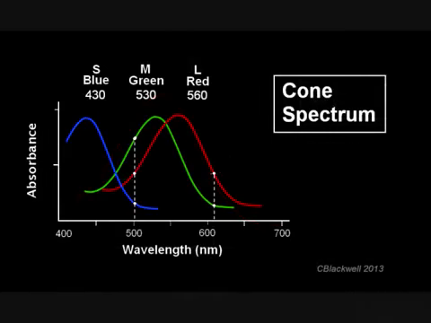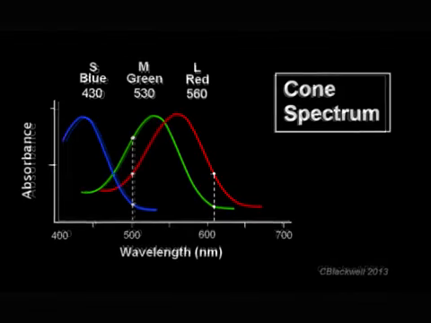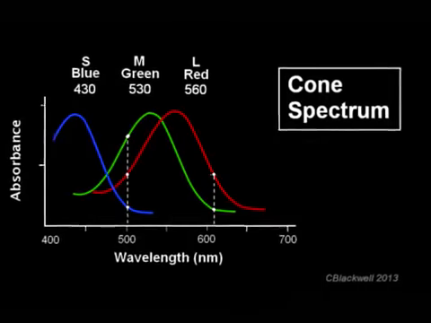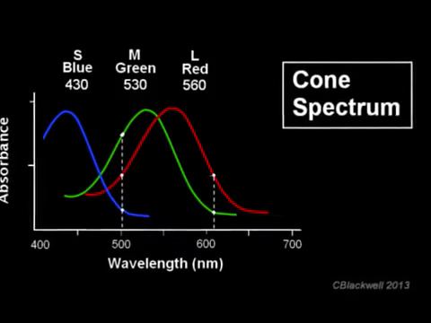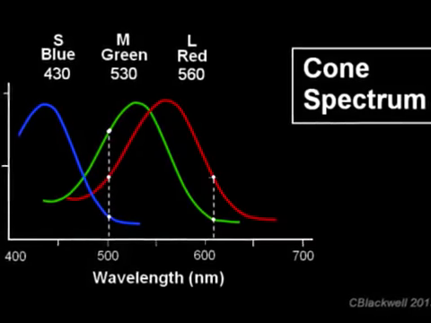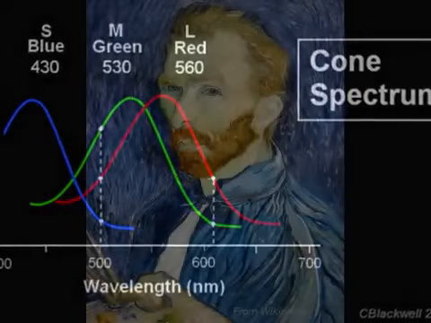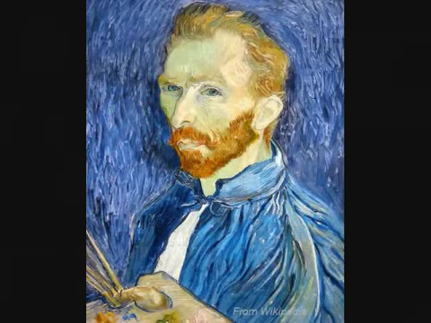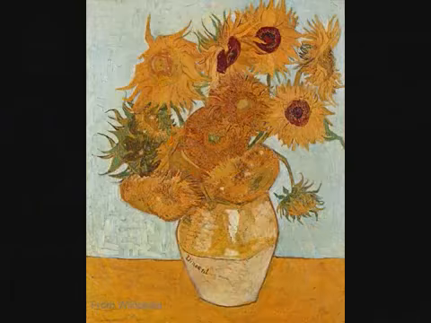But with more than one type of cone, the visual system can compare the proportion of nerve impulses from each cone type. You can see the same incoming wavelengths trigger different combinations of cone responses, thereby allowing us to discriminate quite finely between colors. How many colors? More than 1 million. Amazing.